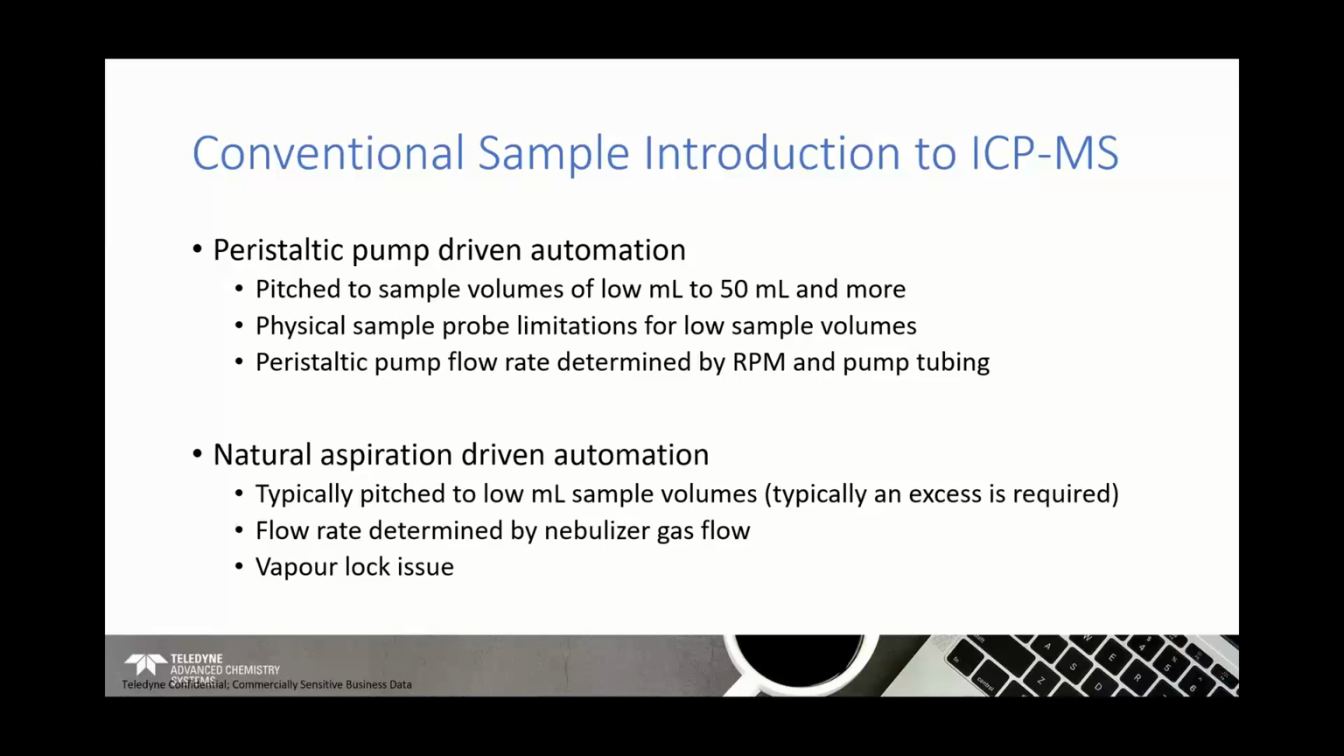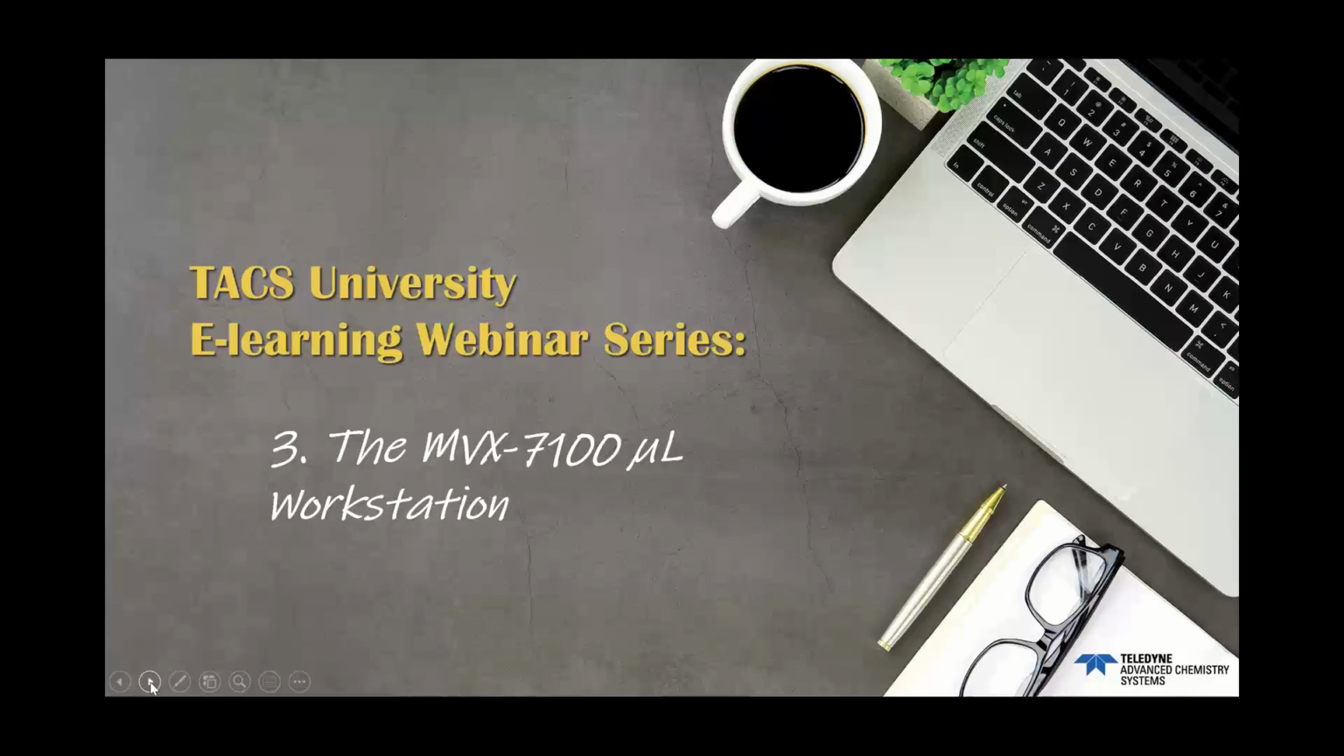So as some background, the thing I wanted to point out was the magnitudes of sample volumes here, and also what's actually determining the flow. In the case of a peristaltic pump, it's the revolutions per minute of that pump, and in terms of natural aspiration, it's your nebulizer gas flow. So, the MVX system.